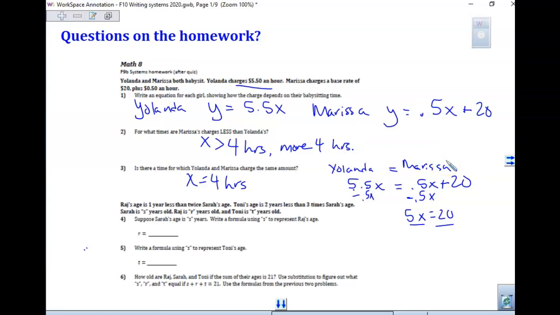Here we are reading this and it says Raj is 1 year less than twice Sarah's age. Tony is 2 years less than 3 times Sarah's age. If Sarah is S years old, we have no idea. She could be 5, 10, 15. And Raj is R years and Tony is T. So suppose we're going to write Raj's age, and we did this one in class last week. We said twice Sarah's age means 2s, and less 1 year means 2s minus 1. If you didn't have that for R, please write that down.